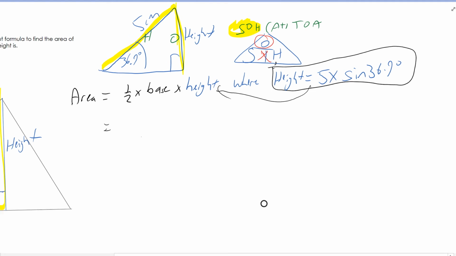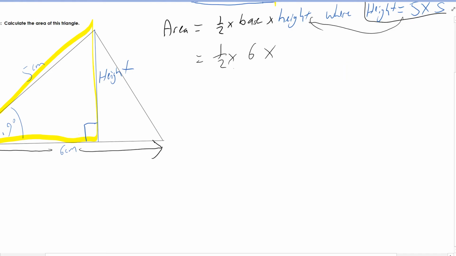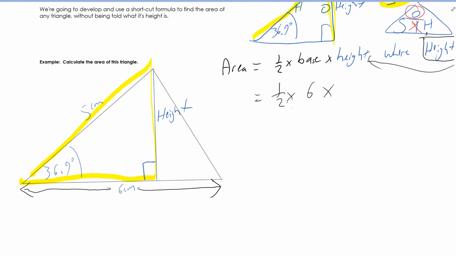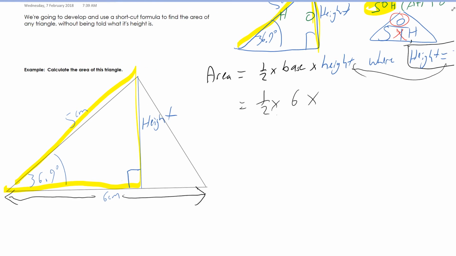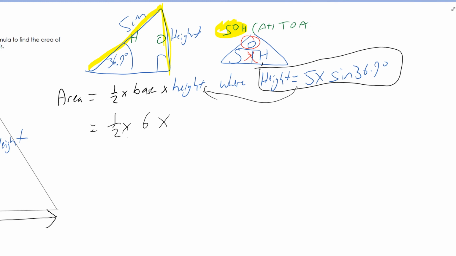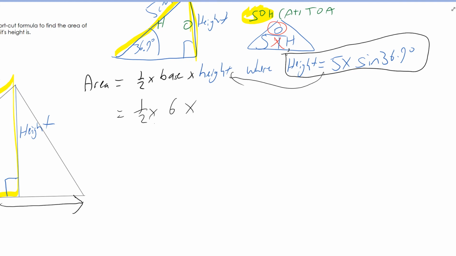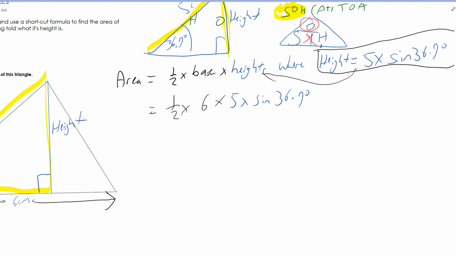Well, in this question, the base, that's this whole distance all the way along here, is 6 centimeters, isn't it? So half times the base means half times 6, because the base is 6, times the height, which we can calculate by going 5 times sine of 36.9 degrees. So let's write that down. Okay, and let's work it into a calculator.